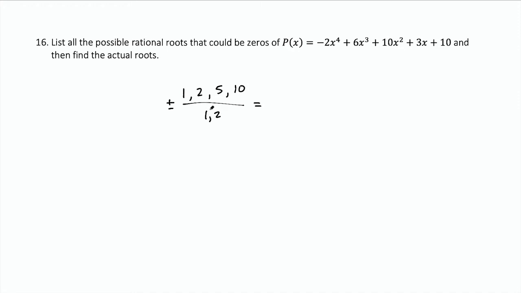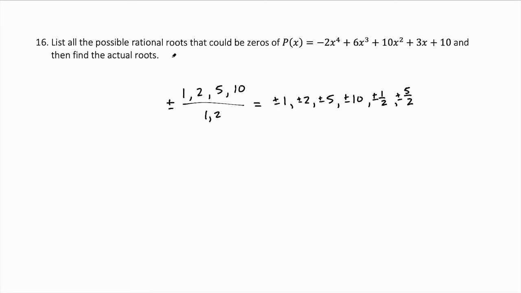So if we take all of those on top and divide by 1, we get 1, 2, 5, and 10. And then if we take each and divide by 2, we get 1 over 2, 2 over 2, which is 1, 5 over 2, and 10 over 2, which is 5, which we already have. And of course, it's plus or minus each of these numbers. So that's our list of possible rational roots.